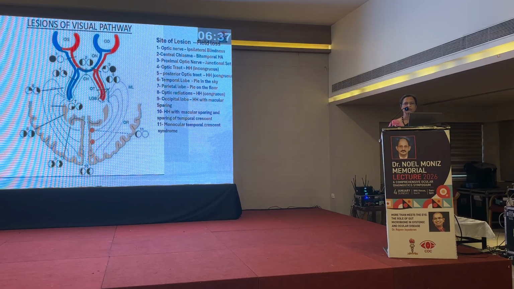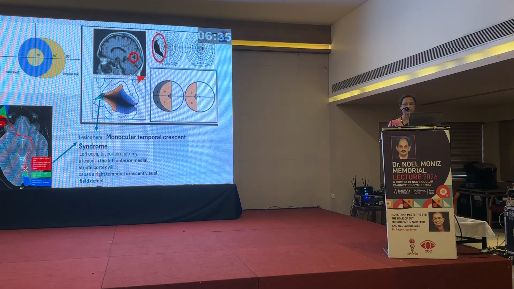One special situation which I would like to mention is this monocular temporal crescent syndrome. This is an area of the field which is beyond the binocular field of vision, that is from beyond the 60 degrees, mainly between 60 and 90. This is a field that is seen only monocularly by each eye, and a lesion in the anterior medial striate cortex will cause a temporal crescent visual field defect in the opposite side.